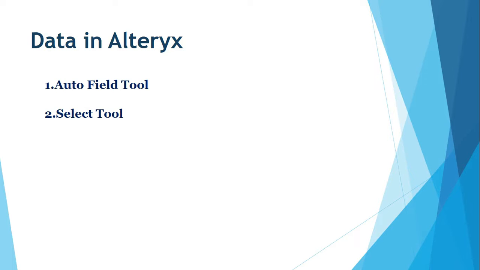Next we have the select tool. The select tool is used to include, exclude, and reorder the columns of data that pass through your workflow. Excluding columns can limit the data passing through a workflow and improve performance. We can also use the select tool to modify the type and size of the data, rename a column, or add a description to it. Now there are other tools that include the select tool functionality, such as the append fields tool, find nearest tool, join multiple tool, select in DB tool, and spatial match tool.